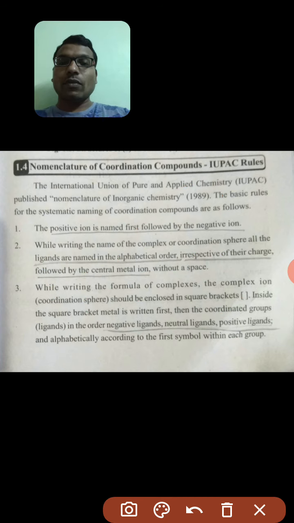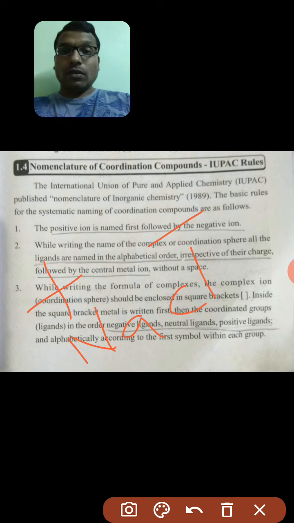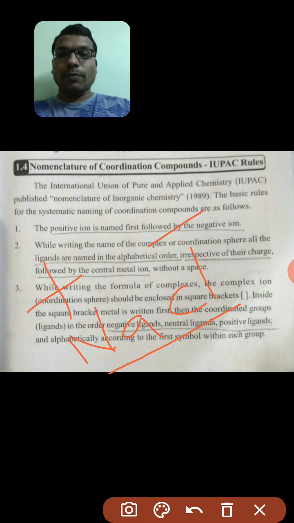First of all, the first rule is the positive ion is named first, followed by the negative ion. So always we should write the positive ion name, then followed by the negative ion. Suppose I am writing an example as NaCl. We call it sodium chloride. In this, sodium is the positive ion and chloride is the negative ion. So the positive ion is named first, followed by the negative ion. Same thing we see in coordination compounds also.